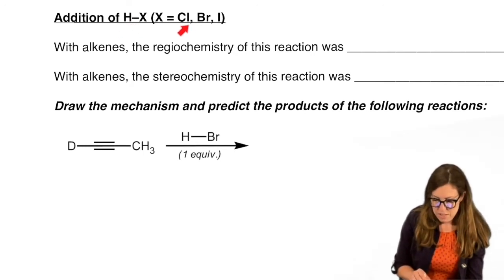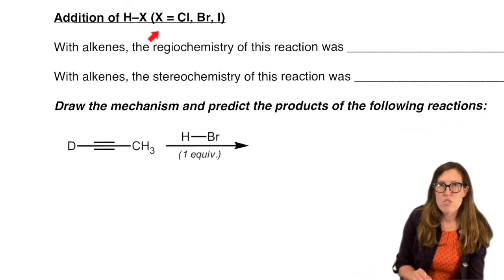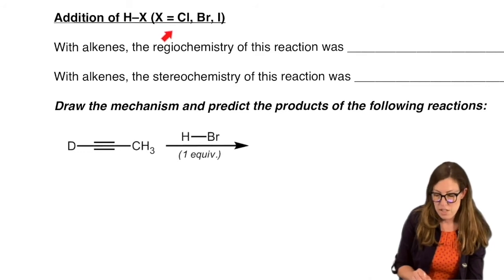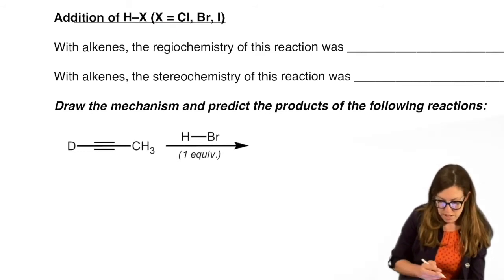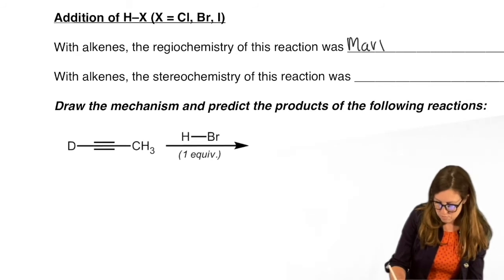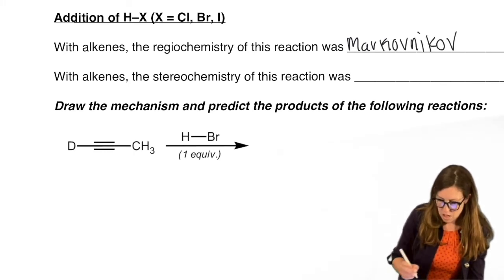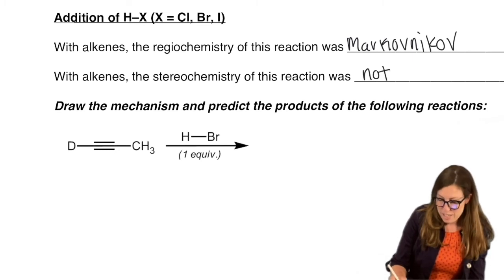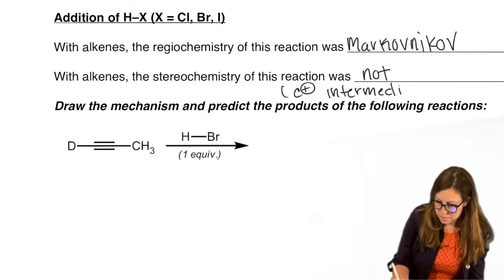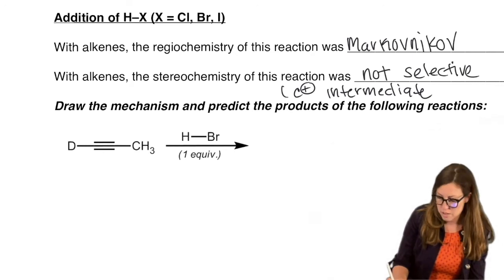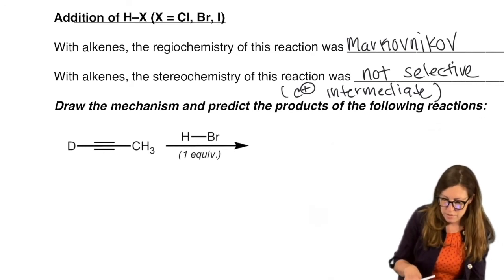So HCl, HBr, HI, so hydrohalogenation. So adding a hydrogen to one carbon, halogen to the other. Which carbon gets which? That follows Markovnikov's rule. In other words, the halogen went to the more substituted carbon, the new group, the nucleophile, Markovnikov. And because it involved a carbocation intermediate, it was not selective for any particular stereoisomer. So enantiomers, if they could form, they would form, right?